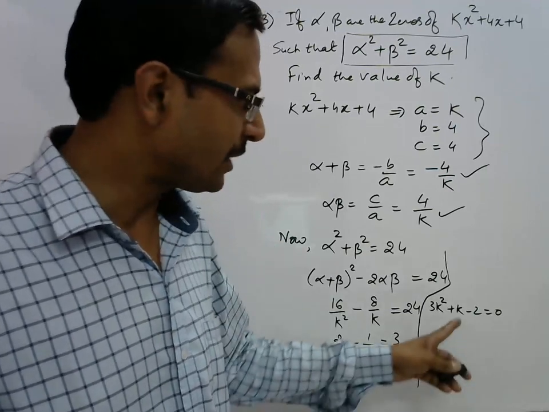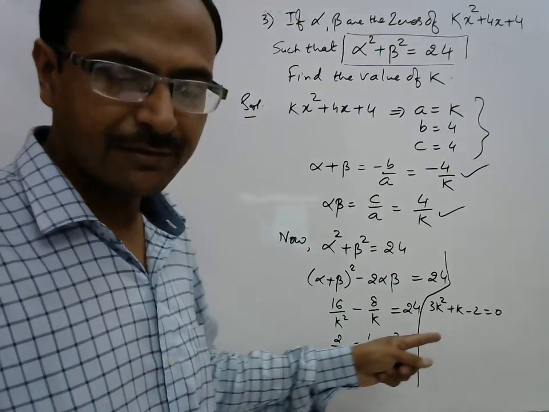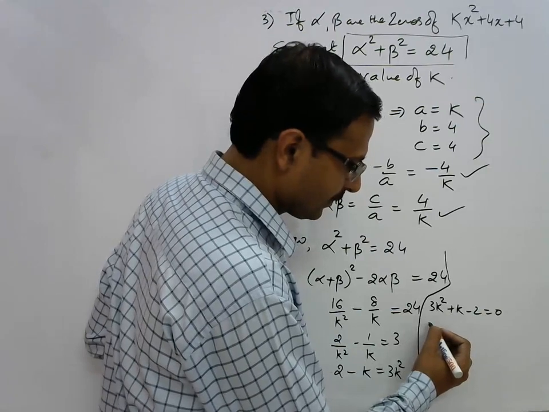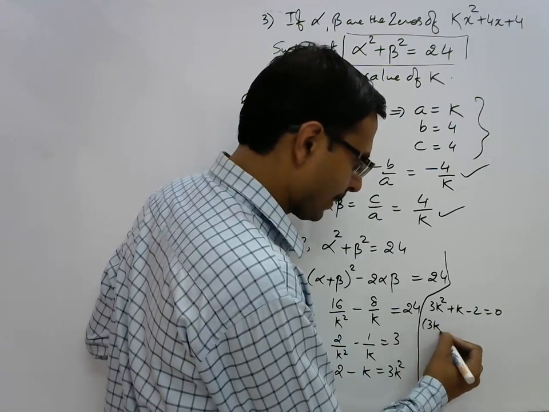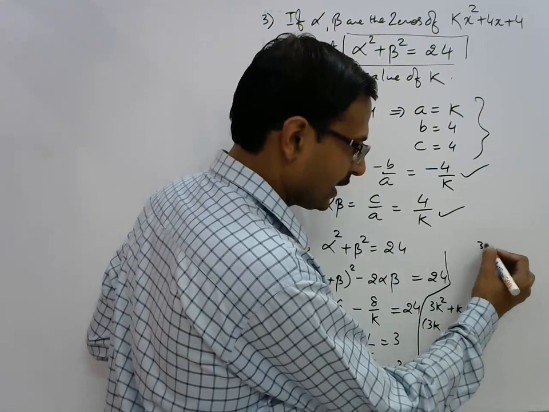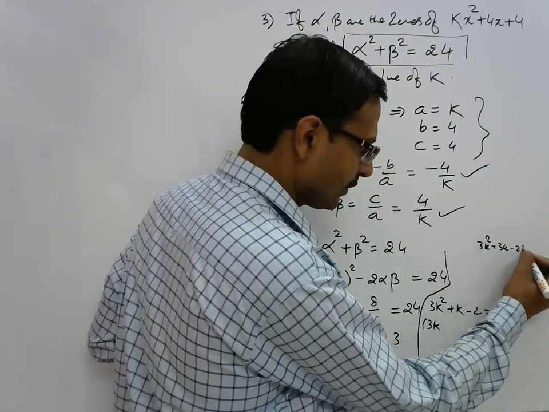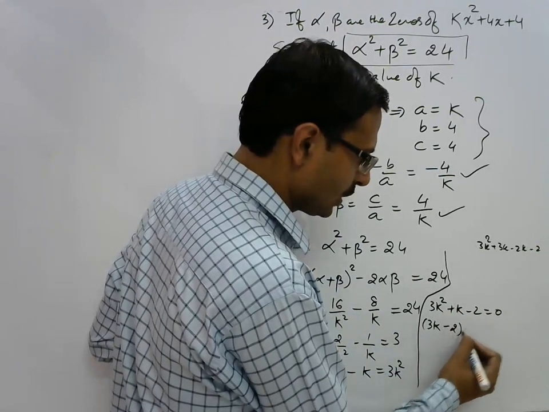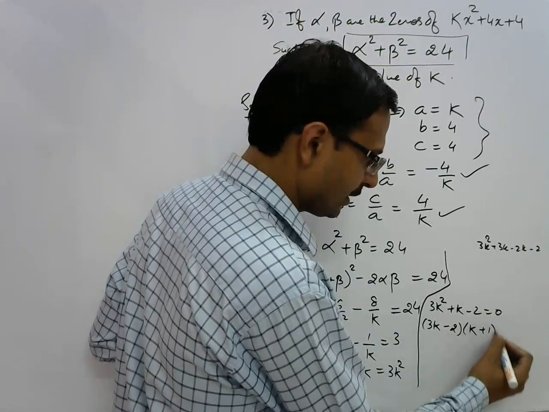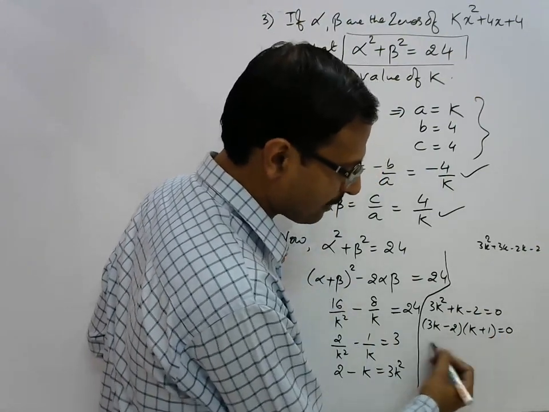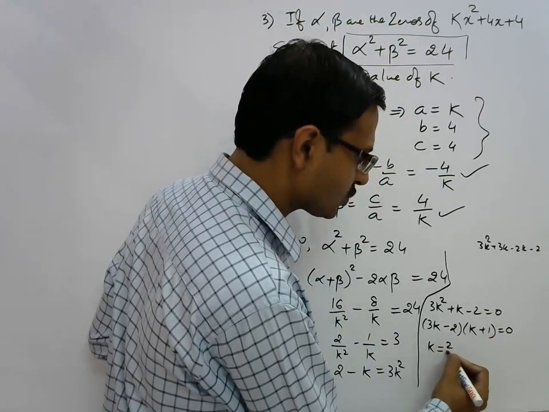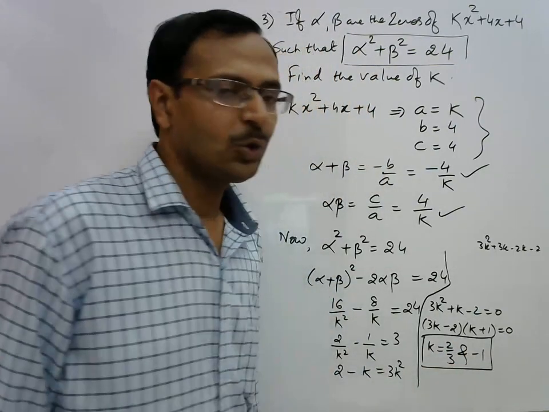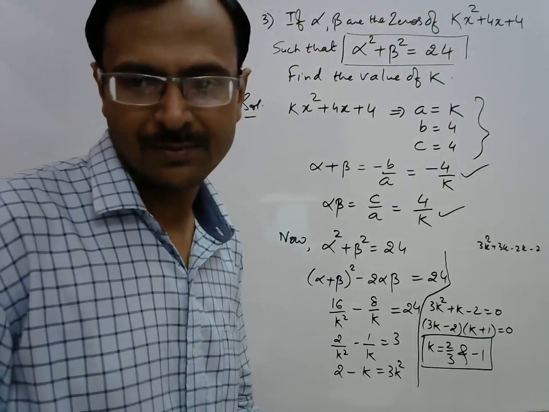So now you can split the middle term and solve. Already the factors are given there, 3 and minus 2. So you will get 3k square plus 3k minus 2k minus 2. So you get 3k as common factor, then minus 2 and k plus 1 equal to 0. If you put them separately equal to 0, you get two values of k, that is 2 by 3 and minus 1. So the values of k are 2 by 3 and minus 1.